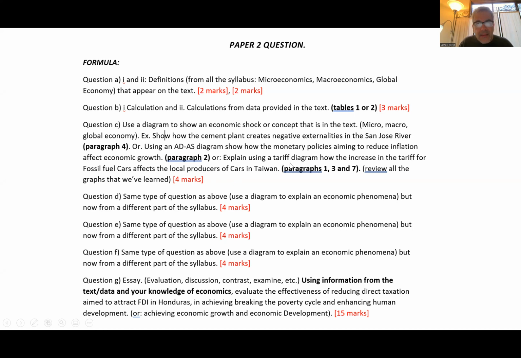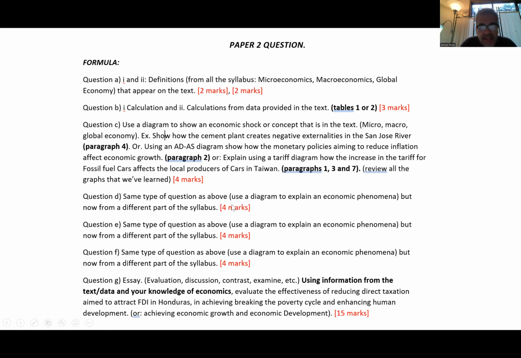So I would like to invite you not to forget that all the answers, when we are referring to a specific context, should refer to that specific context when you answer them. Let's try to avoid a memorized answer. If this was the negative externalities in the San Jose River, then let's talk about what type of externalities are happening in the San Jose River, and that's what you are explaining in your diagram, okay?